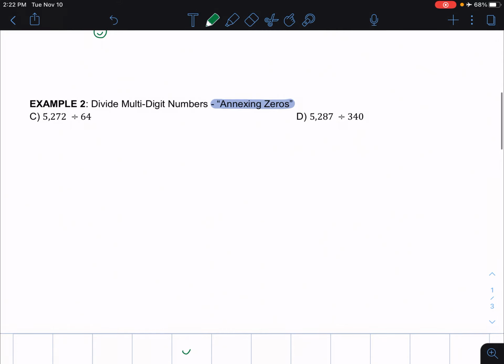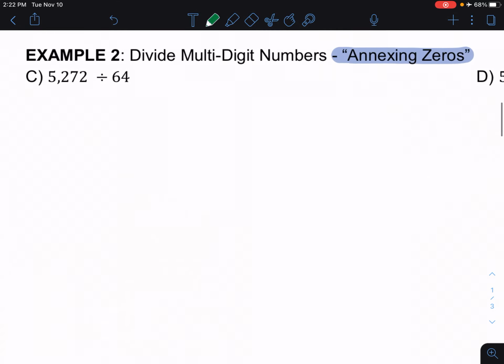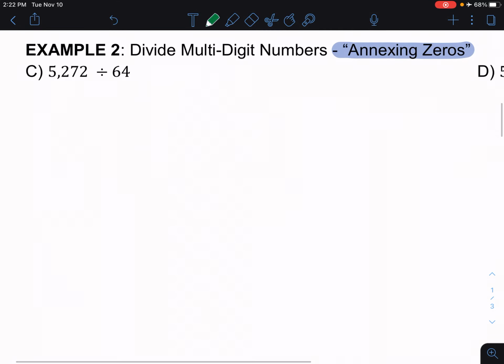Down at the bottom here, we're going to be annexing zeros. So we're going to be adding zeros after the final digit of the number to have a decimal answer. So no more remainders, we're going to have decimal answers. Everyone should notice that 64 is kind of big. So it's not going to be in your multiplication chart, so you're going to have to do some multiplication on the side, and I will show that as I do it in this video. So I'm going to set up my long division, 64 into 5,272.